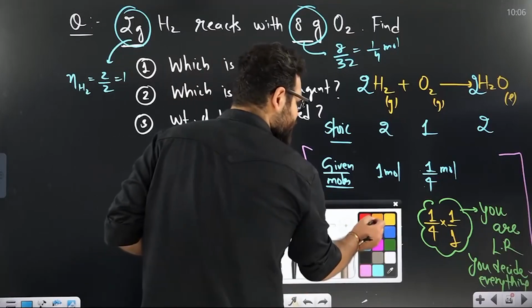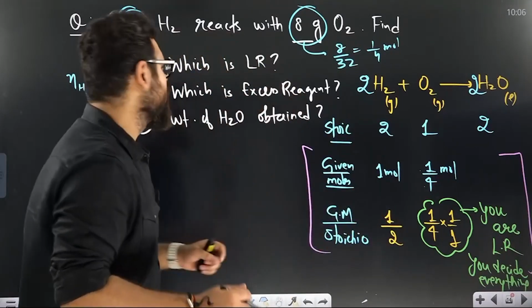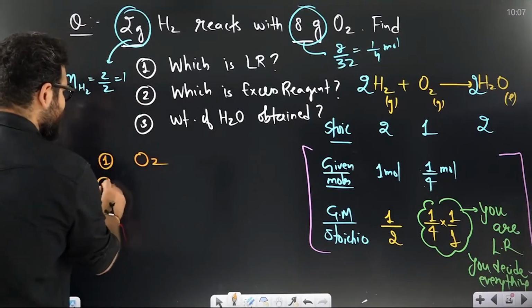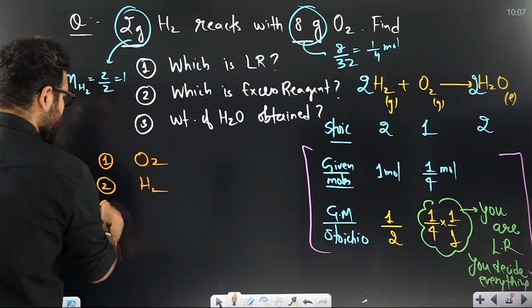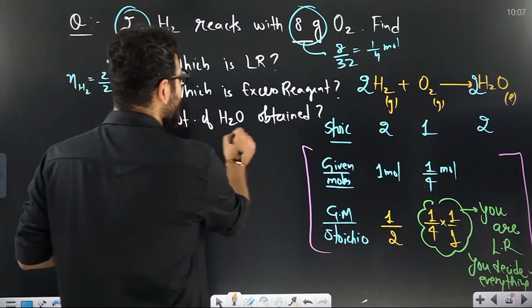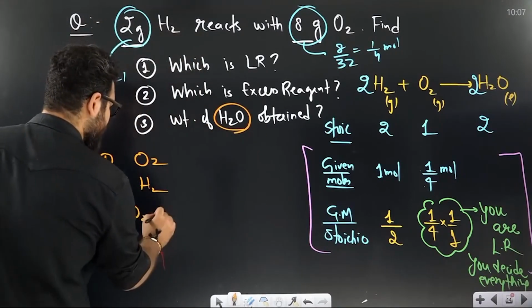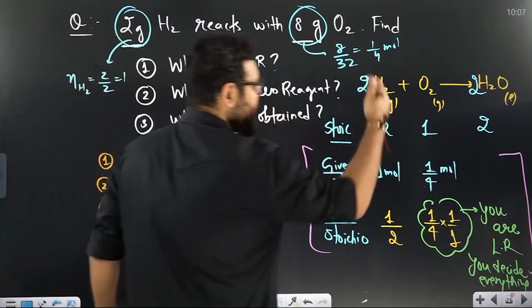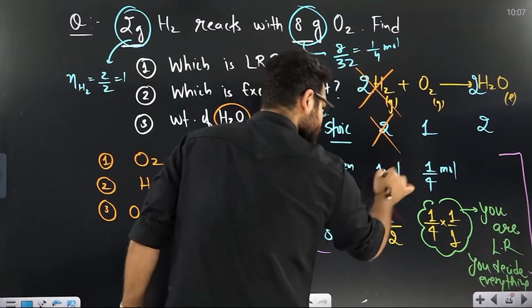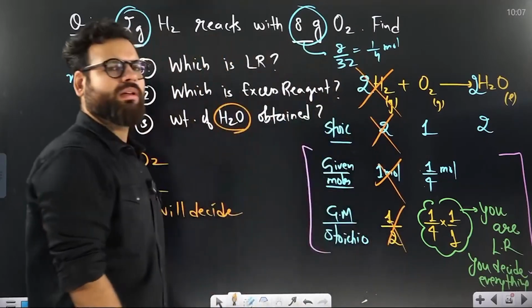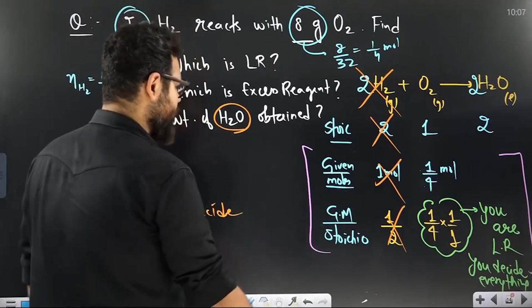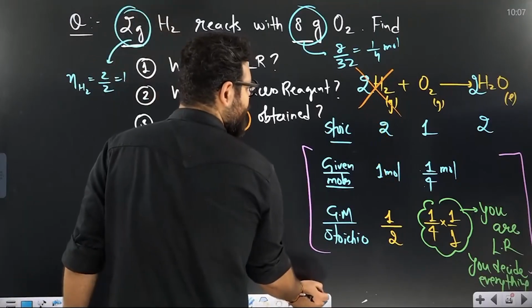Now start with the question. First one: who is the limiting reagent? It is oxygen. Who is the excess reagent? It is hydrogen. How much H2O is obtained? Oxygen will decide. Just talk to oxygen. Think that hydrogen is not there in the question, because hydrogen is not deciding anything. So you ask oxygen.